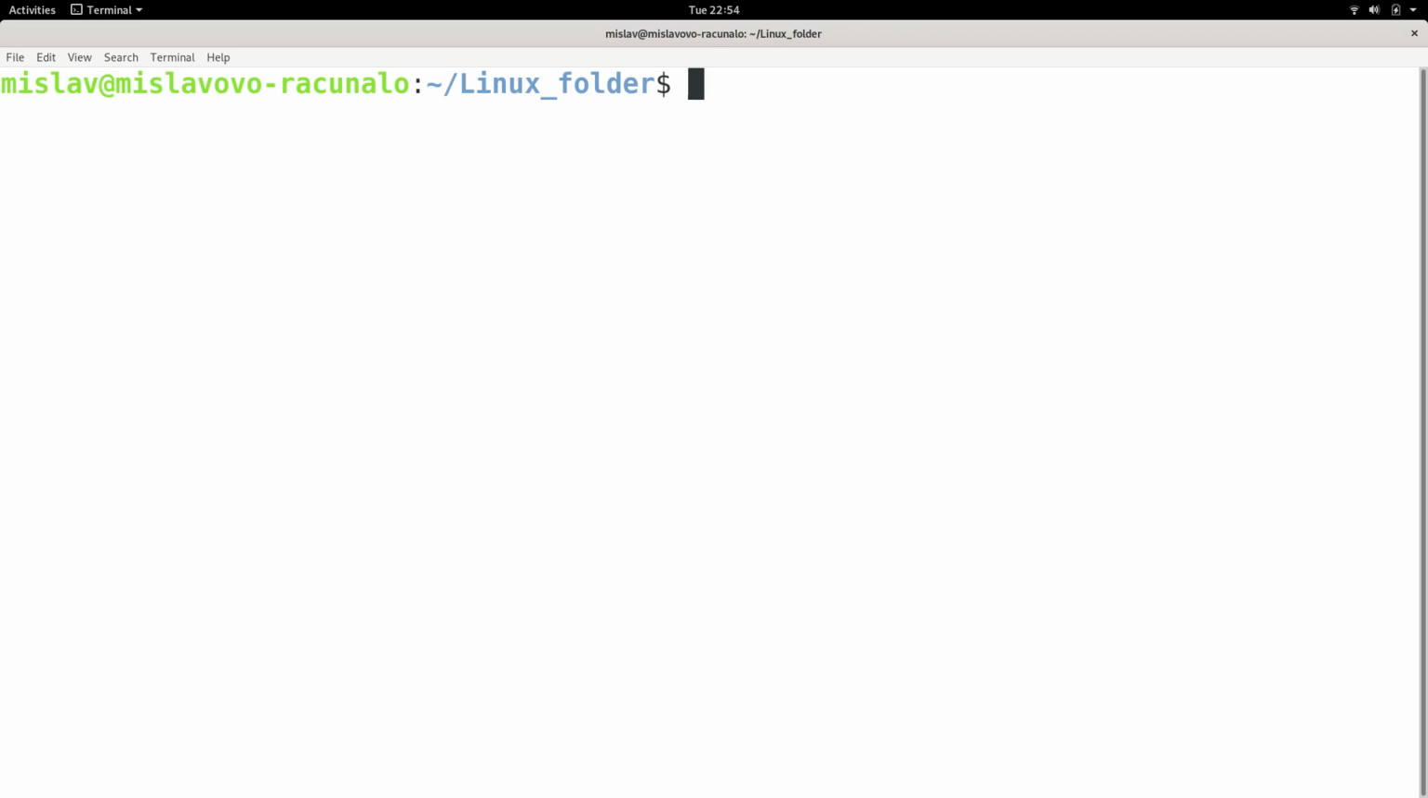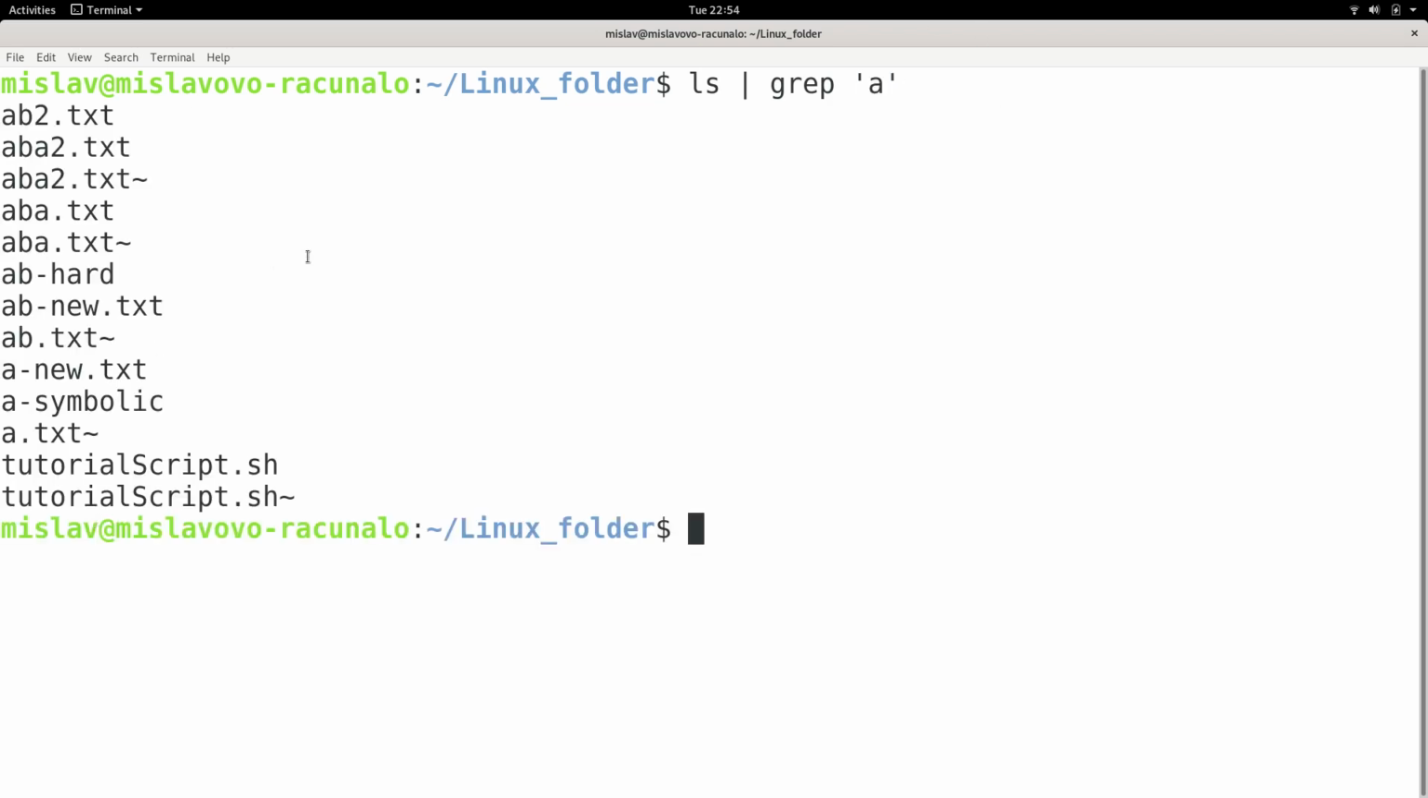Okay, then we talked about pipelines. Pipelines are a way to redirect the standard output of one command to the standard input of the other command. So if I wanted to see which files contain the letter A in this folder, I could do so like this, press enter, and I get all of the files which contain the letter A, by piping the standard output of the ls command to the standard input of the grep command. And pipelines can be arbitrarily long.